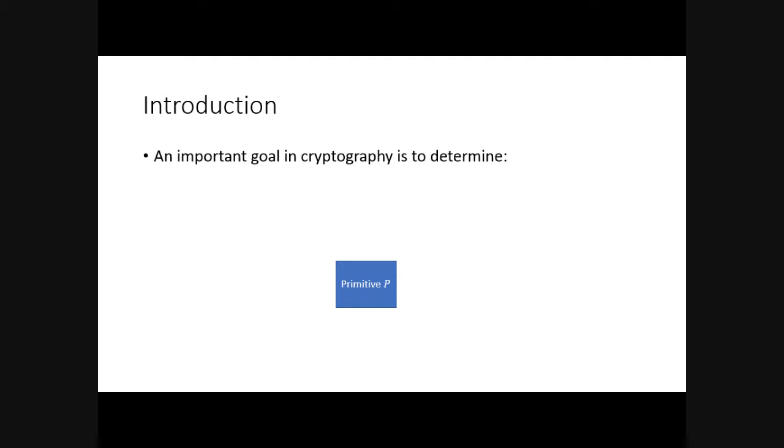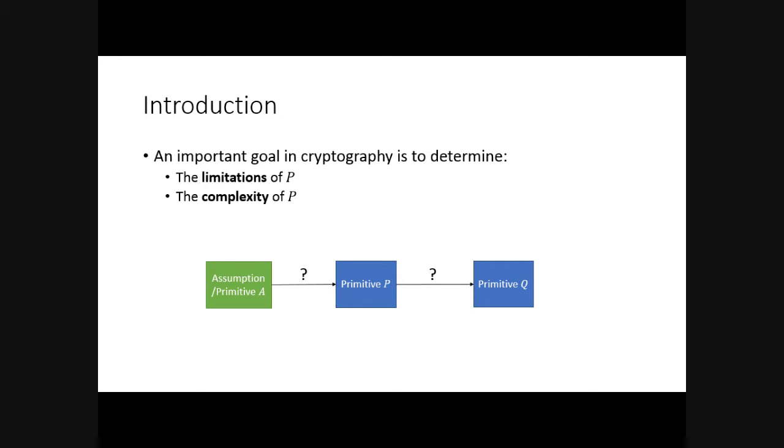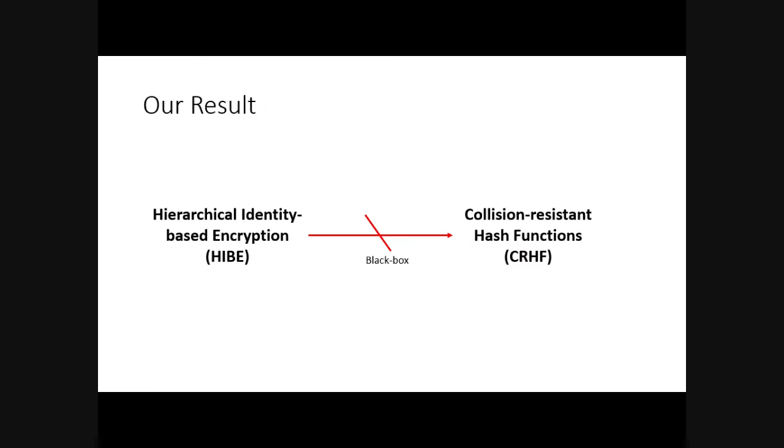So an important goal in cryptography that we'd like to study is, what are the limitations of P, that is, what primitive P can or cannot give us, and what is the complexity of P, that is, what are the assumptions that we need to assume, or the primitives that suffice to give us primitive P. And in our work, we prove one such limitation for HIBE, which is hierarchical identity-based encryption.